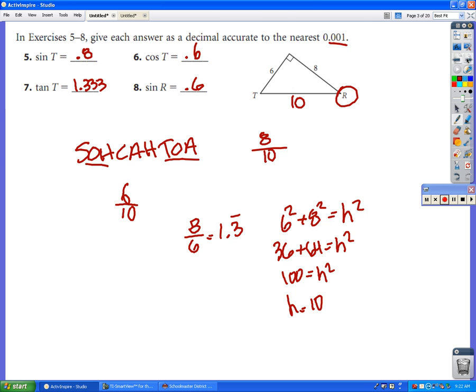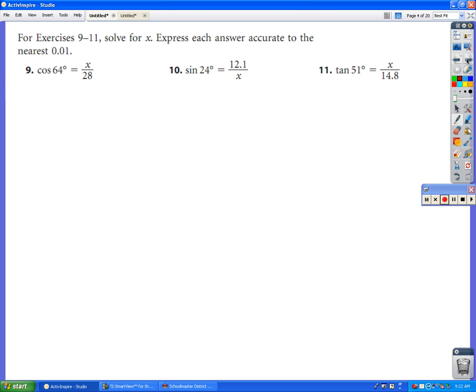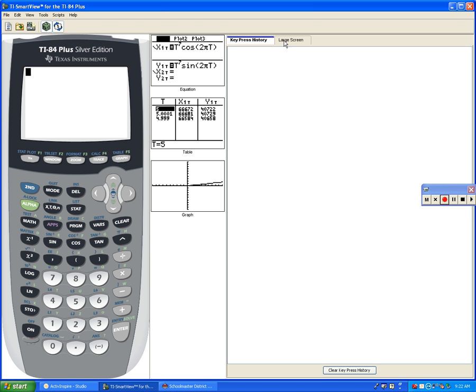Okay, so now what do we got? All right, now they're giving us a deal where we have to solve for a variable. The only thing you have to figure out here is, do I multiply or do I divide? If I'm trying to solve for x right here, since the 28 is on the bottom, I'm going to multiply both sides by 28 to get rid of that 28, so the 28's cancel. And then x is going to equal 28 times the cosine of 64.